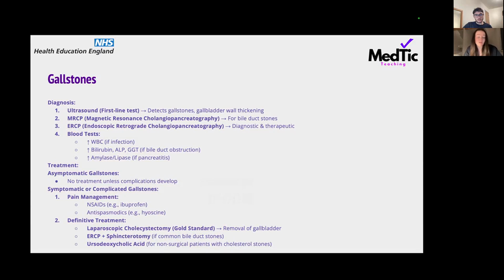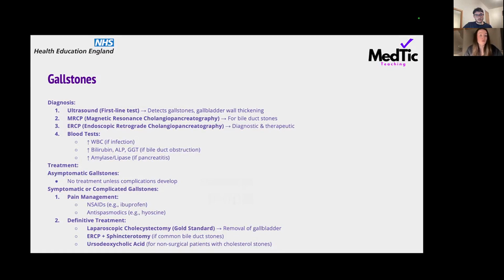In terms of treatment, if they're asymptomatic, we don't need to do anything about it. We can keep an eye on it unless they develop any complications like we had a chat about before. If they're symptomatic, the first thing that we do is give them some pain relief. So things like NSAIDs, ibuprofen, but antispasmodics can also be really helpful with the colic symptoms that you get with gallstones. Things like hyoscine you often see prescribed whilst they're waiting for a definitive treatment.